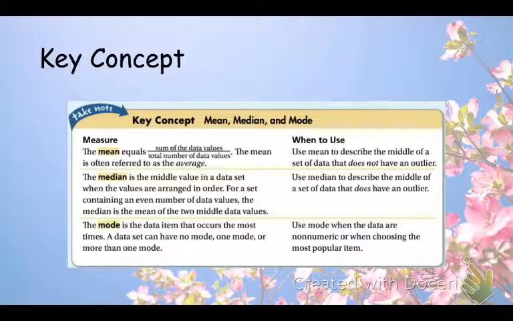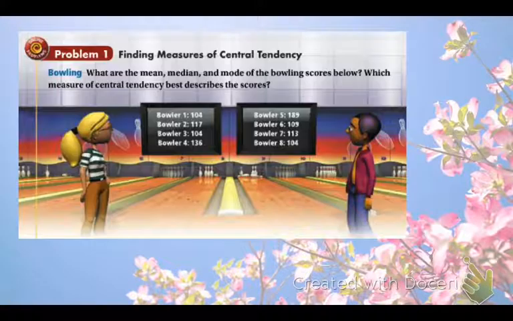And then the mode is the data item that occurs the most times in the data set. You can have one mode, no mode, or more than one mode, depending on your data set. We use the mode when the data is non-numeric or when choosing the most popular item. When we are looking at the mode, it's not an accurate representation unless it's non-numeric or we're looking for the most common thing.